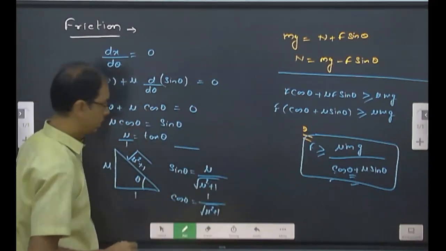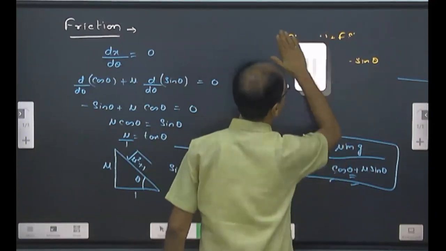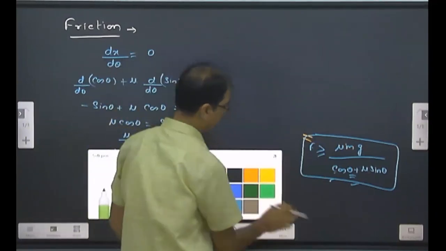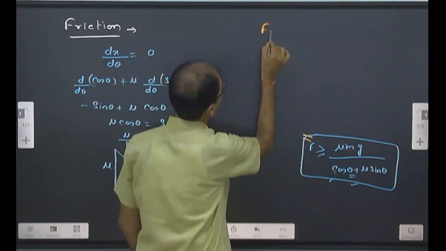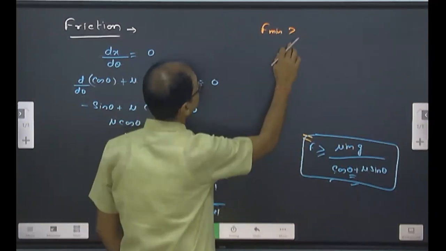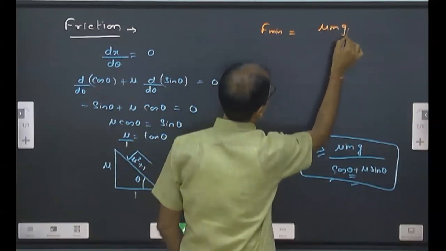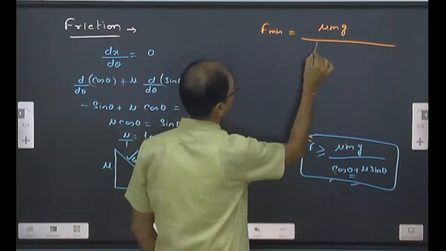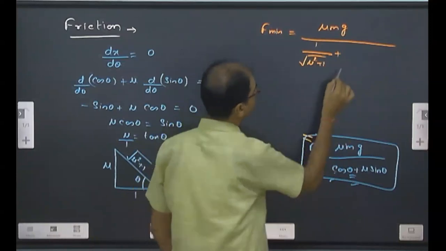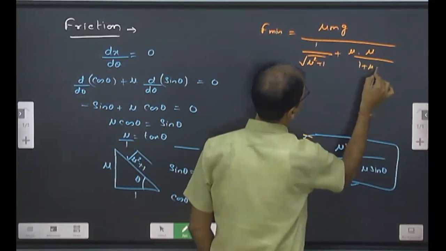Now let's put it in this one, and this we are removing. All right, so F minimum, now I'm writing directly, should be equal to mu mg by cos theta, that is 1 by root over mu square plus 1, plus mu into sin theta, which is mu by root over 1 plus mu square.